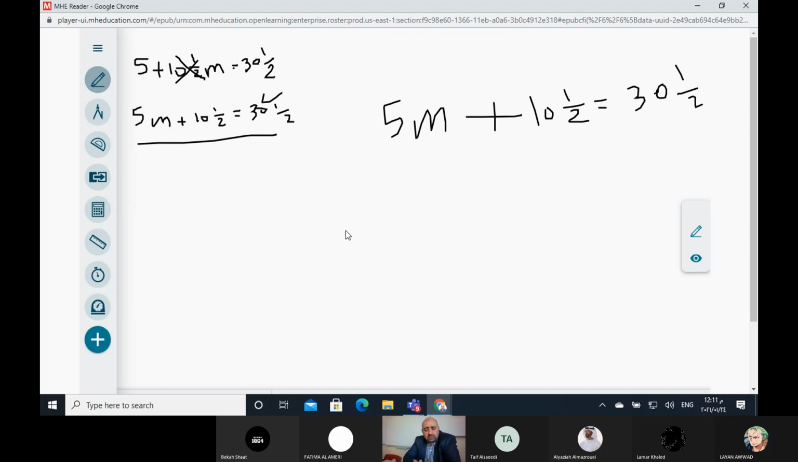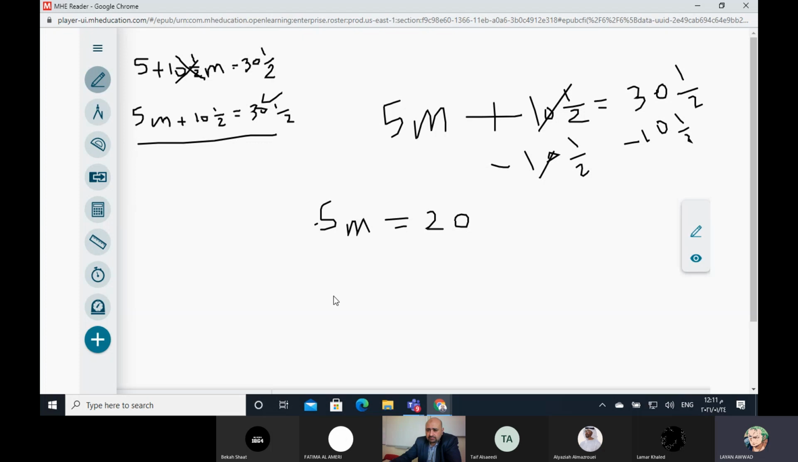We need 2 steps to solve this equation. Maybe the first step we're going to subtract 10.5 from both sides, 30.5 minus 10.5. So 10.5 minus 10.5 will be 0, meaning here 5m equals 30.5 minus 10.5, which will be 20. So the second step, we're going to divide by 5, and 20 divided by 5, and that means m equals 4.